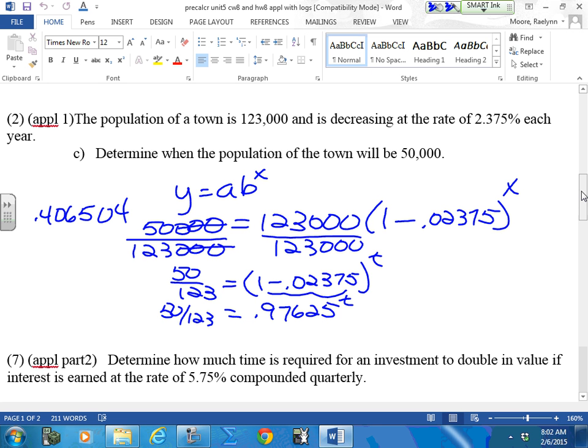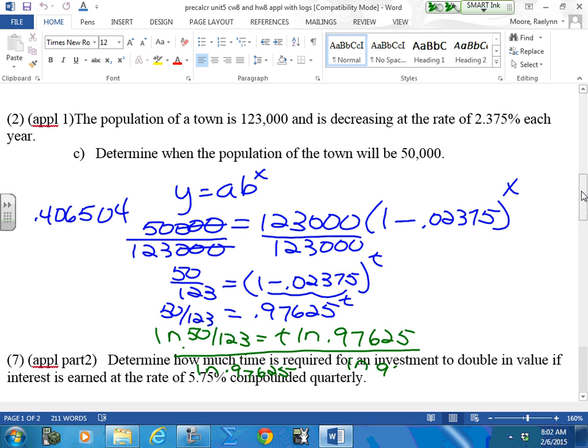When we do the log, you don't have to use the quotient rule for that. So we're going to take the log of both sides. That's the only thing that's going to bring this down. And if you want, you can take the ln of both sides. Bring down your t and divide both sides by the ln of 0.97625. Just be careful that your ln gives you parentheses here, so you should be fine. You don't need any extras.